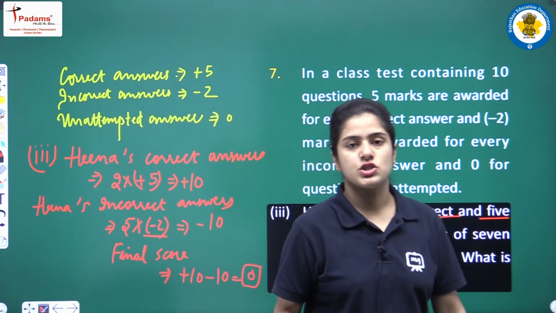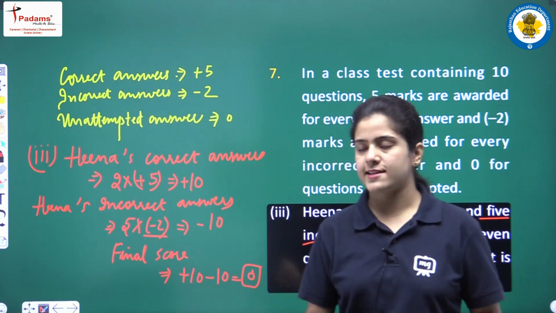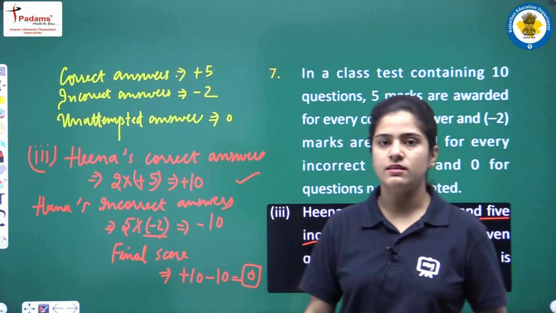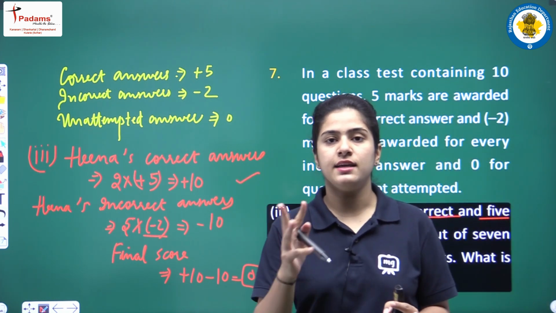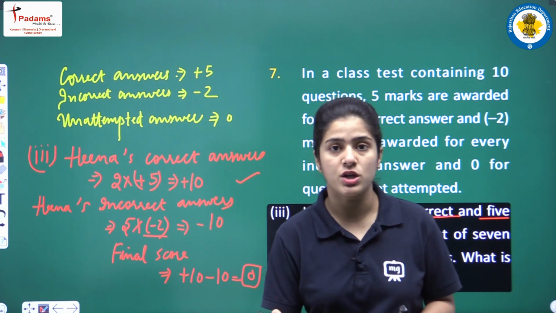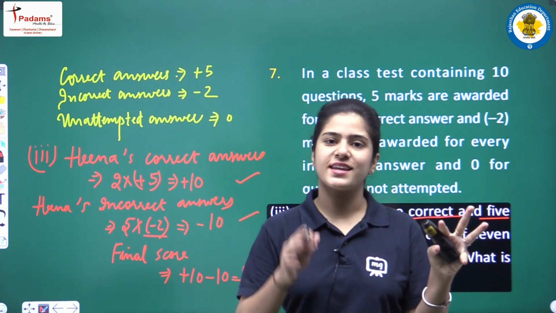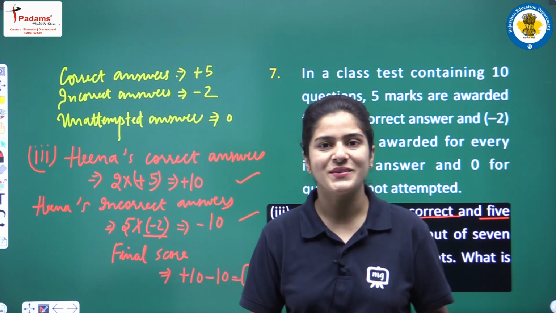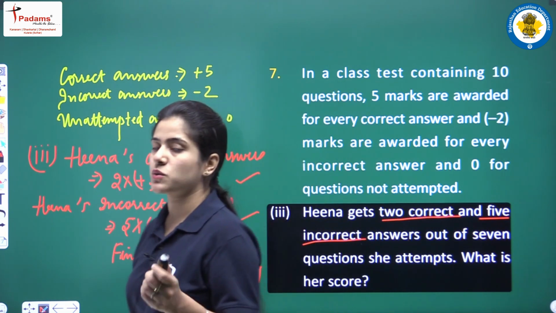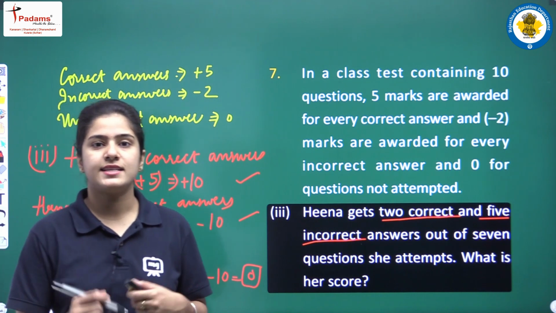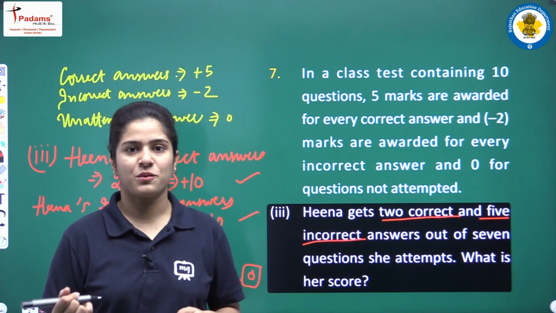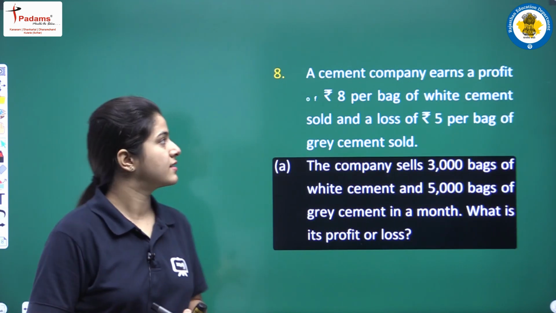Alright students, she is attempting 2 correct answers for which she is getting +10, and she is attempting 5 incorrect answers for which she is getting -10. So final score of Hina is +10 and -10, that is equal to 0. Alright students, so this was all about question number 7. So let's see the question number 6 now. What is question number 6?